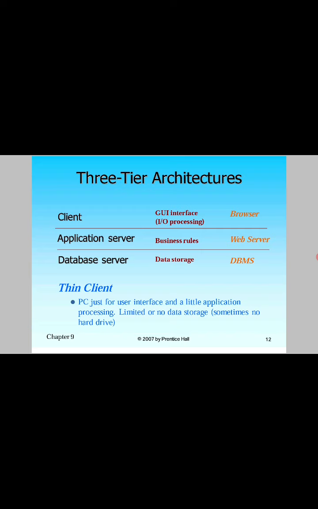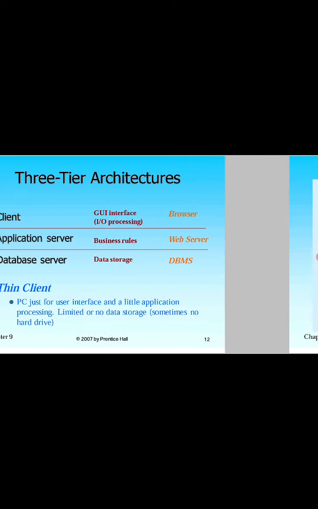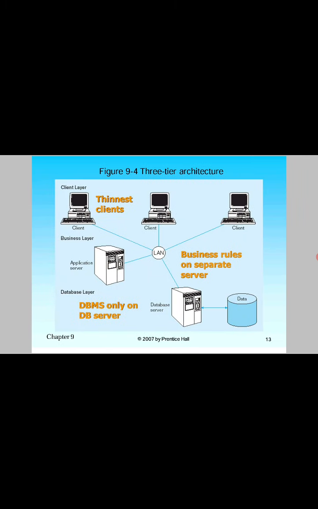Why? Because clients can simply access the application. Client means PC, by using some interfaces, by using web browsers. Little application means there is almost no application processing, and there is no data storage. Even sometimes hard disks are not required. So this is called a three-tier architecture of databases, or three-tier architecture of client servers.